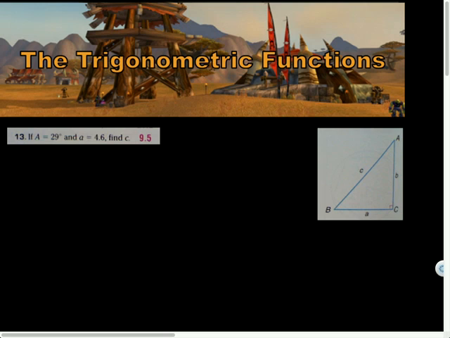Greetings and welcome. We've been talking about applying trigonometric functions. That's right, applying it, which means we're probably applying it to triangles of some sort. And our homework was starting on page 302.